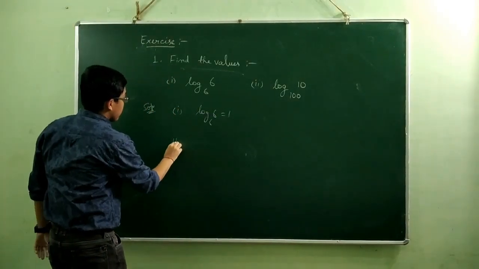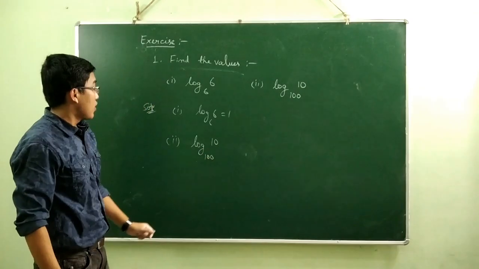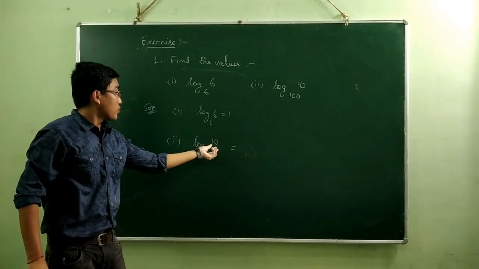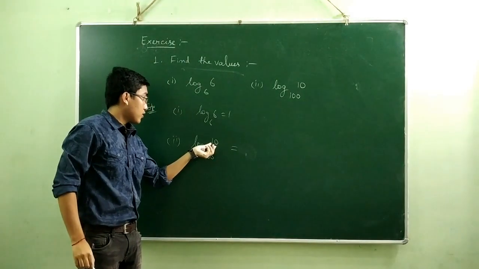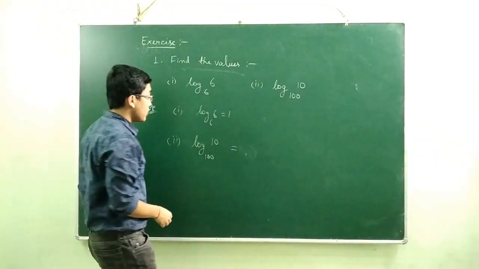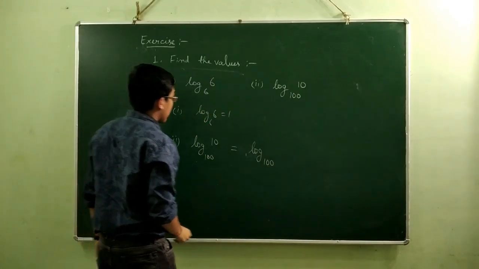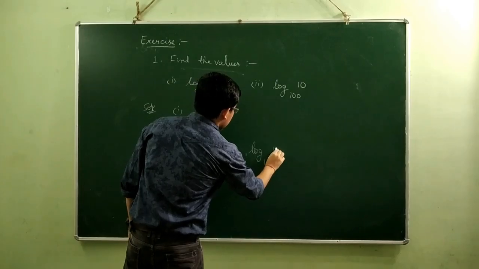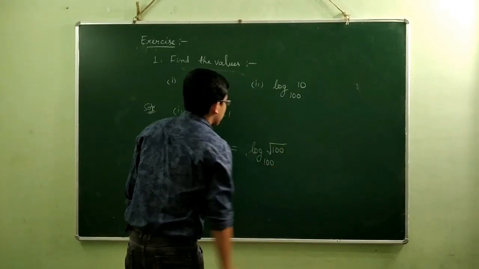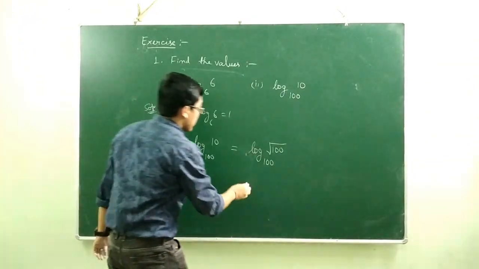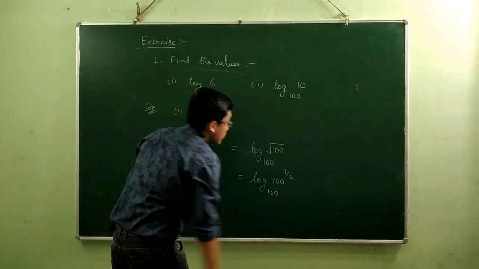Now number 2: log 10 base 100. Directly we cannot do anything to this 10. But since the base is 100, let us convert the 10 in terms of 100. So how can we do it? I can write 10 as 100 square root, which is nothing but 100 to the power half.